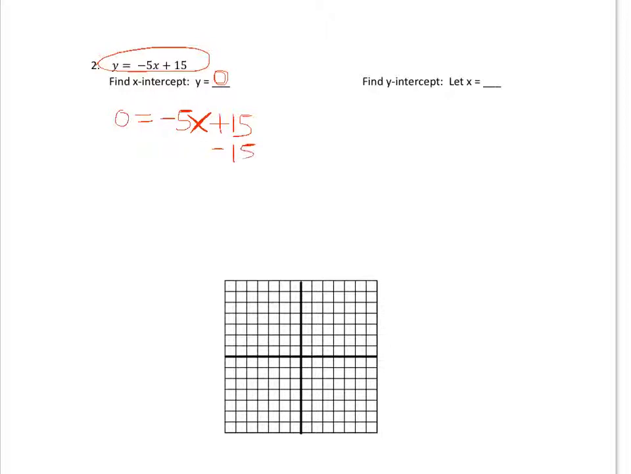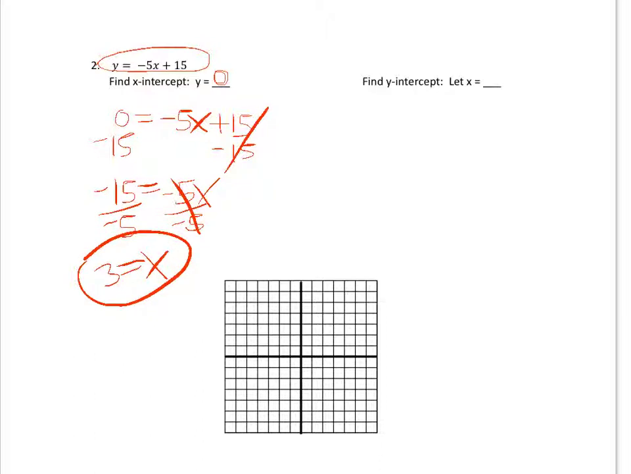We subtract 15. 0 minus 15 is negative 15. And then it equals negative 5x. So then I just divide both sides by negative 5. That cancels. Divide this by negative 5. And negative 15 divided by negative 5 is 3. Now again, get in the habit. Don't just put x equals 3. The ordered pair is 3. And I let y equal 0, so it's 3, 0.